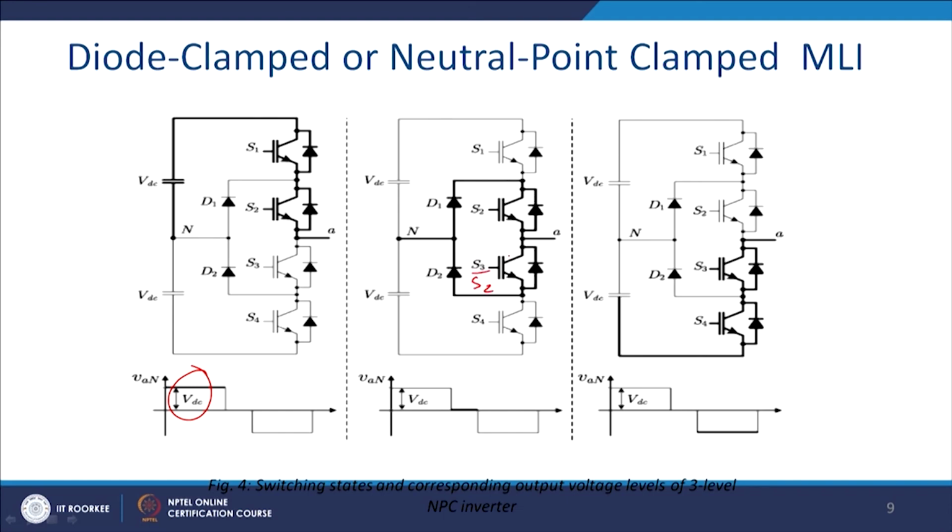So, what will happen here? You can find the 0 voltage here. Similarly, when the lower switches S3 and S4 are on, you get minus VDC across VAN. This is a simple operation and you can extrapolate it to any level, and one of the advantages of it is the simplicity of the operation.